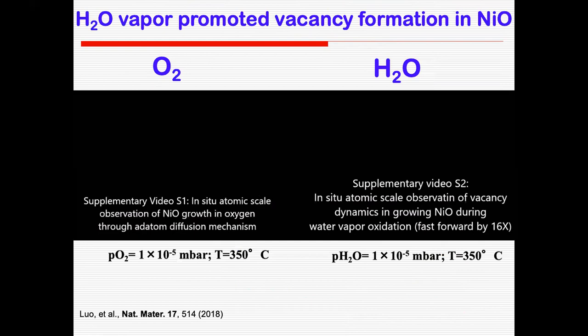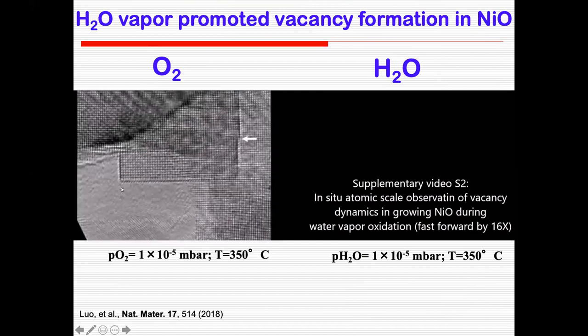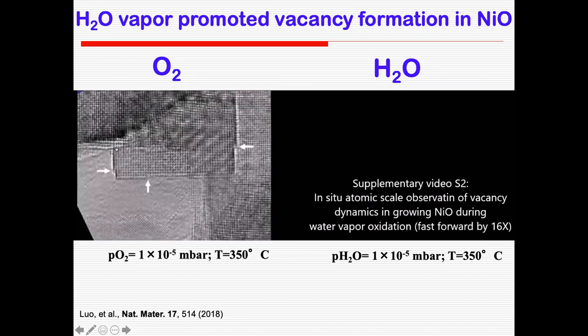So now we look at the growth at atomic scale, in O2 and H2O. If you look at it now, in O2 atmosphere, this oxide grows through step flow. You can see here the atomic step and the growth like this. Now this is another atomic step.